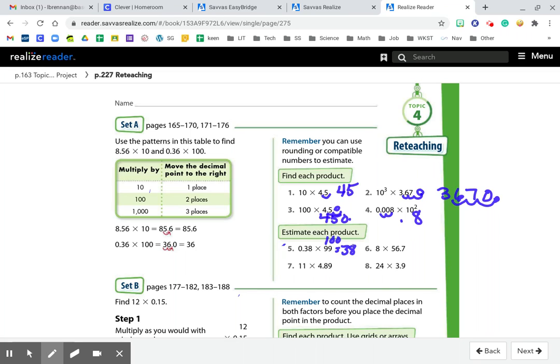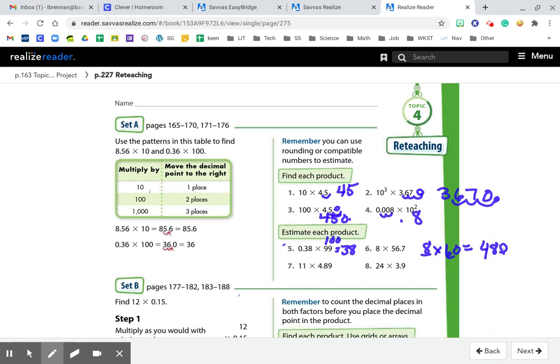Number 6, 8 times 56.7. I would probably do 8 times 60, which would be 48, is solving a simpler problem. And because 60 is a power of 10, I'm putting 1 0.